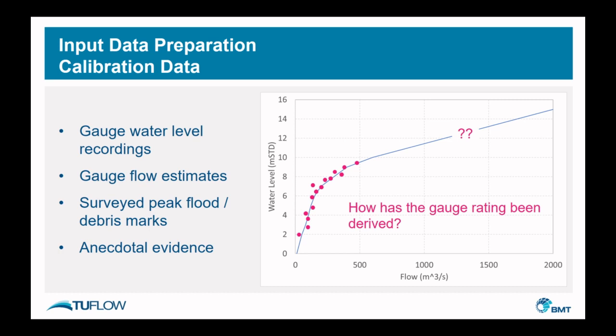Finally, the thing that is often overlooked is anecdotal evidence. There's a lot of value in collecting observations from local residents and taking out anecdotal evidence from things such as newspapers from the past. That way you can just make sure the flood behaviour that's being observed in your model translates and relates well to what happened on the ground during an event.